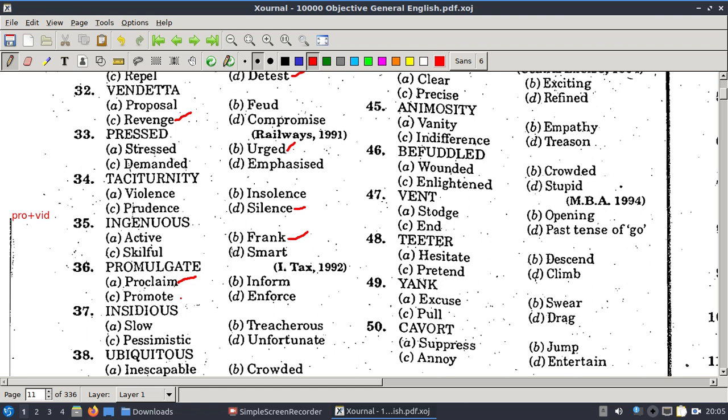Enforce. Enforce is to put force. To make sure that people do certain activity in a particular way. That is enforcing. It is the job of the police to enforce the law. That means by force they have to ensure that the law is followed by everyone, to make sure that people obey a particular law or rule. That is enforce.